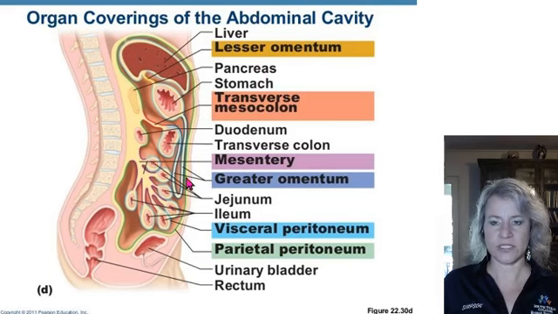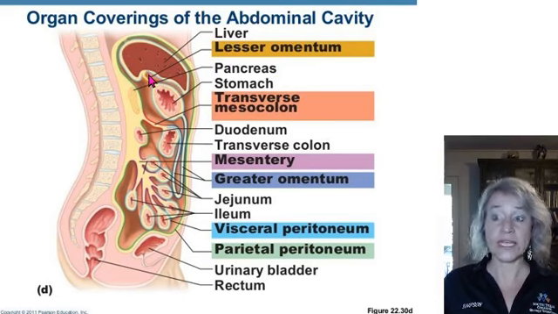Back to this, what we have here is going from that. This is the liver, and this is the stomach. So between the stomach and the liver, that's going to be the lesser omentum. That is holding the stomach and the liver in their correct location, just holding them in place.